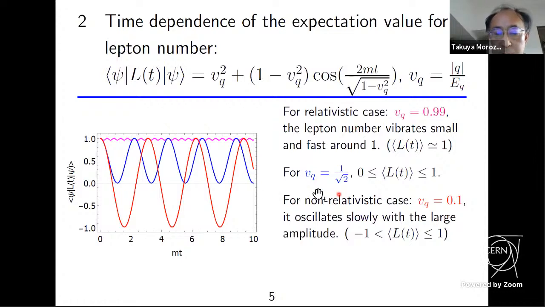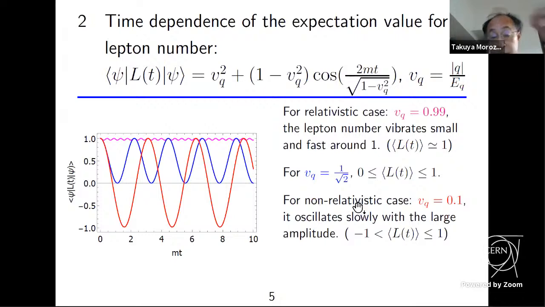And the blue line corresponds to the velocity being 1 over root 2. In that case, the constant term is just 1/2, and the cosine term is also 1/2. So then the lepton number range is 0 to 1. So this is the blue line.